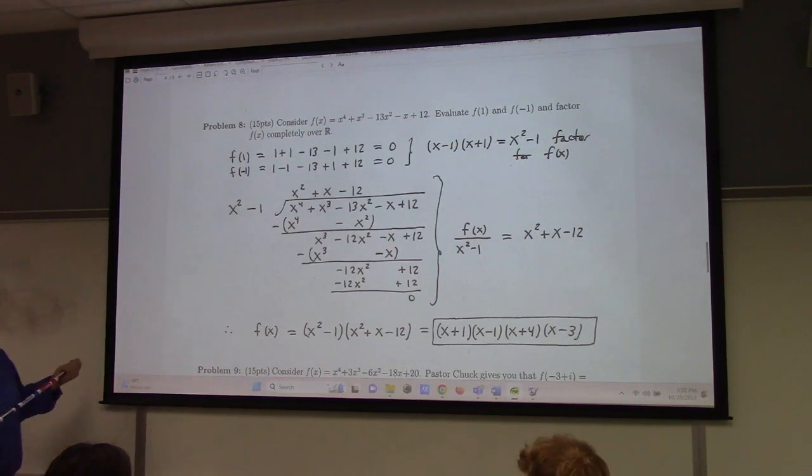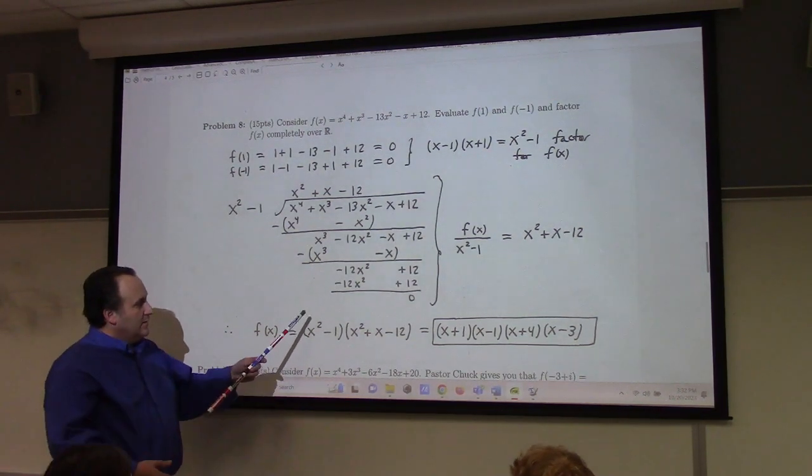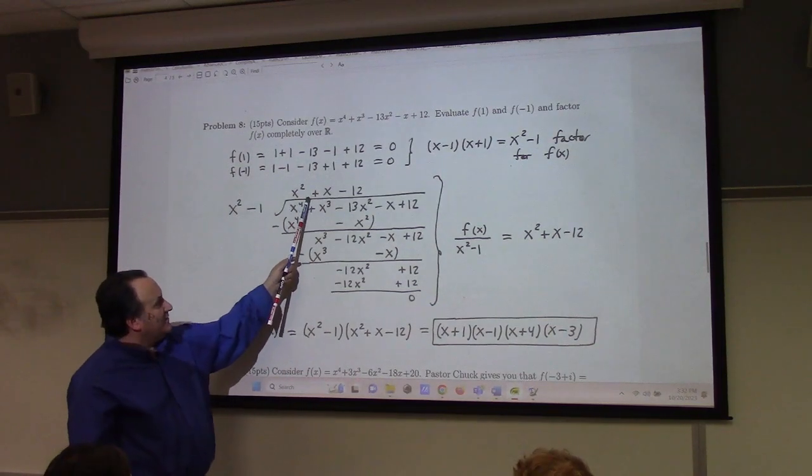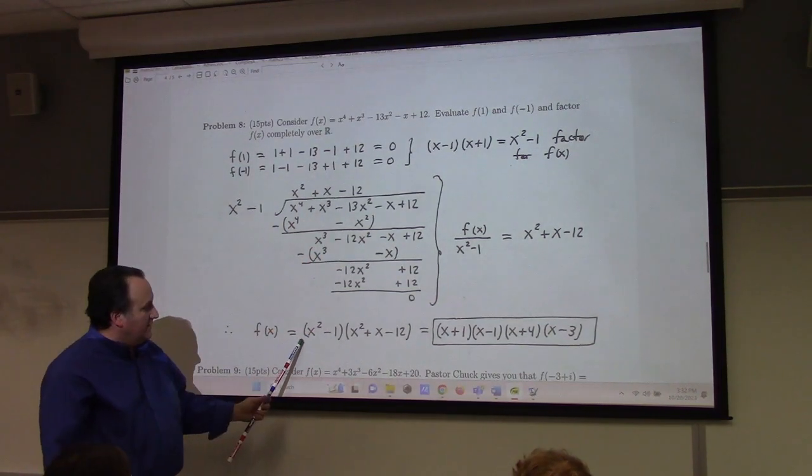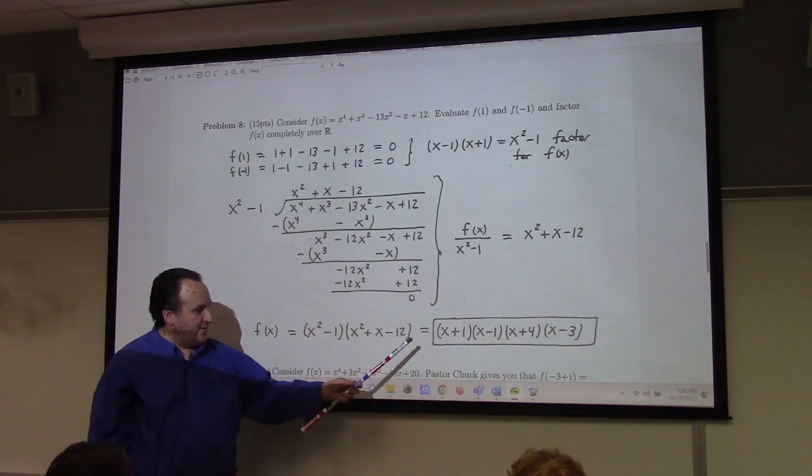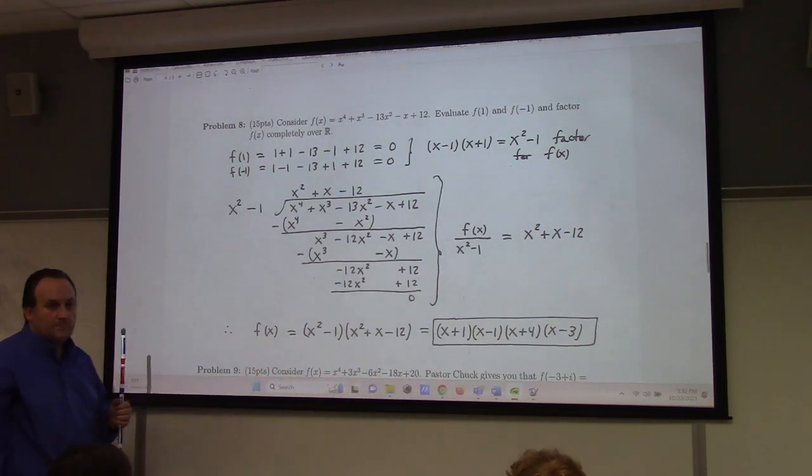And then what? And then that gives me the cofactor x squared plus x minus 12. But that factors into x plus 4 times x minus 3. So there you go.